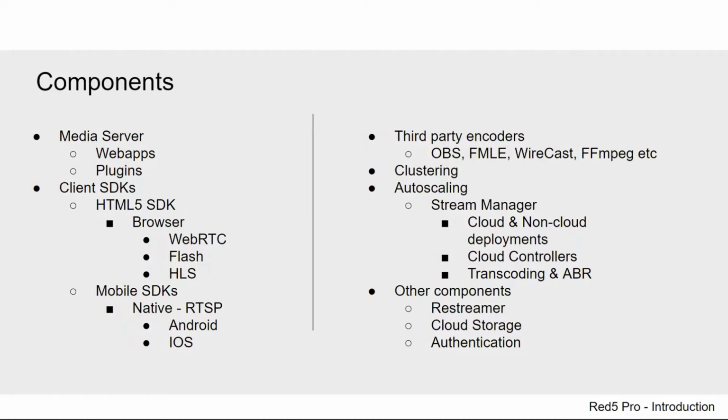The ecosystem also allows you to make use of third-party encoders such as OBS, FMLE, Wirecast, FFmpeg, etc. So if you have a different third-party encoder for RTMP and you want to try that out, and you see there are no instructions provided for it, you should try to match your broadcast settings as close as possible to the ones that are already supported. And if it still doesn't work out, you can always reach out to support.